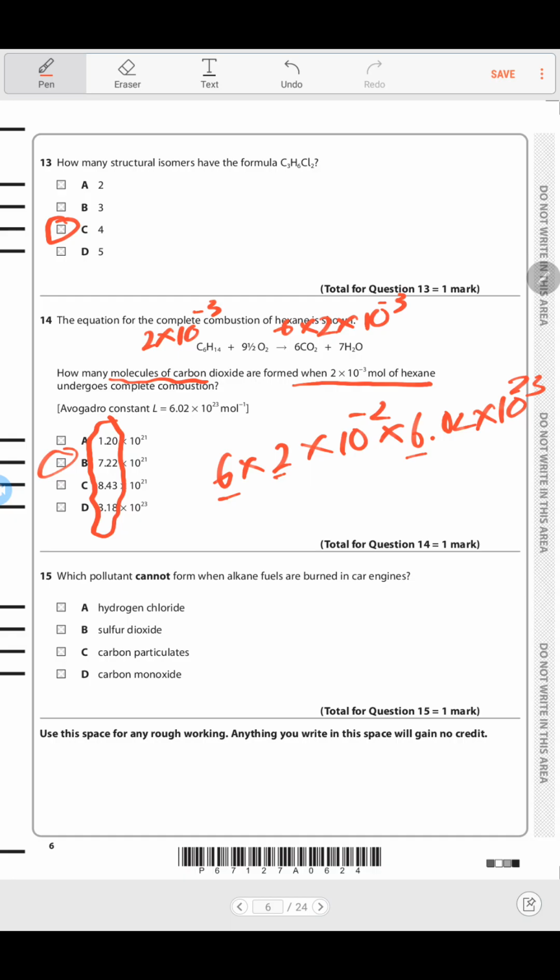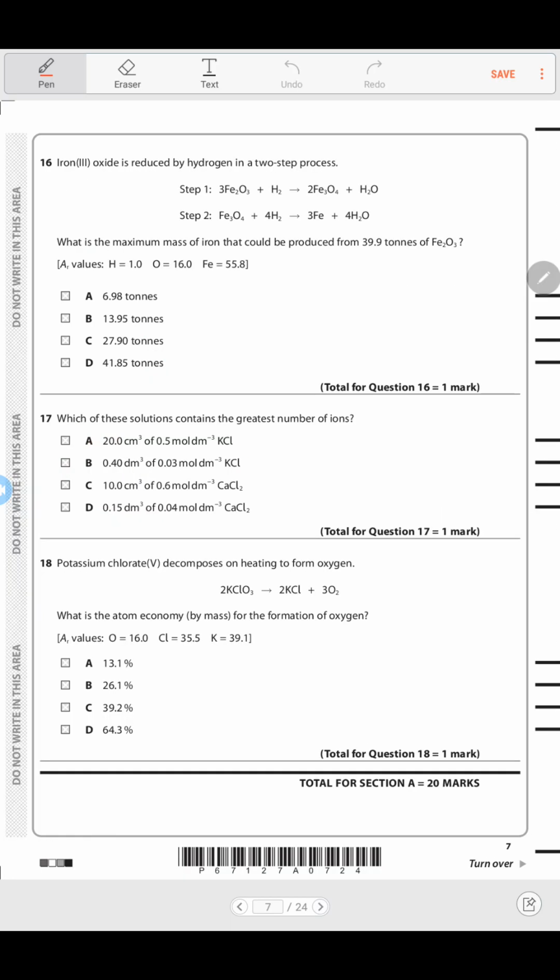Question 15: which pollutant cannot form when alkane fuels are burned in a car engine? When you burn any alkane fuels, you get B, C, D, right? But hydrogen chloride we never obtain from combustion of alkanes. Question 15 is done. I'm going to move to the next question.